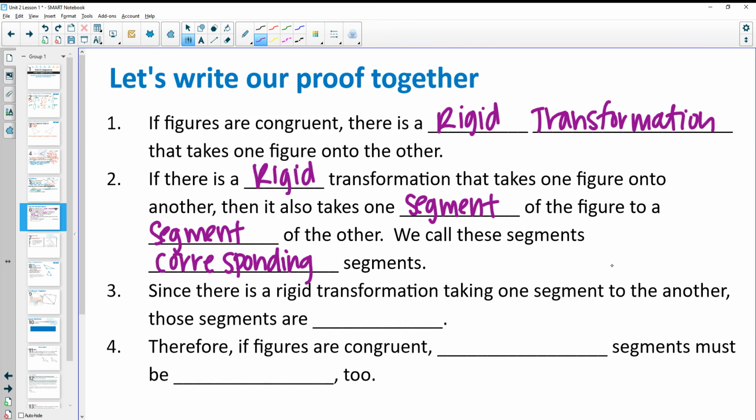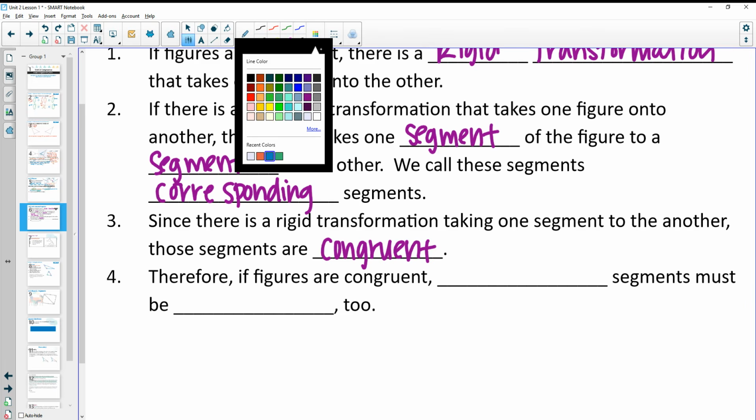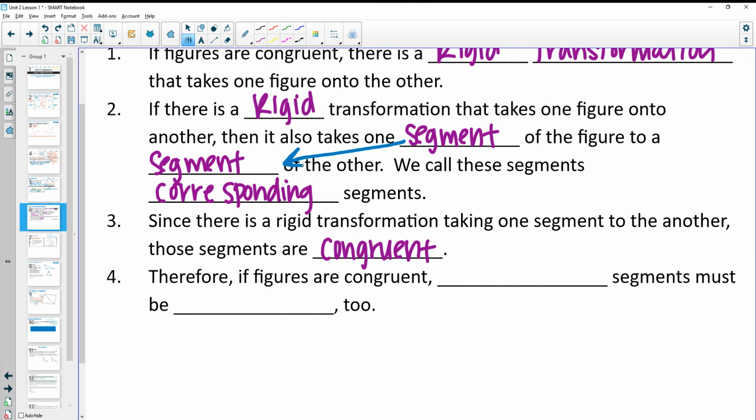So if they're the segments that move to the other ones, they're called corresponding segments. Since there is a rigid transformation taking one segment to another, those segments are congruent. We know rigid keeps the same shape and size. Since the rigid motion is going to take one segment to the next to land on it, that means they're going to be congruent. Therefore, if figures are congruent, then we know that corresponding segments also have to be congruent.